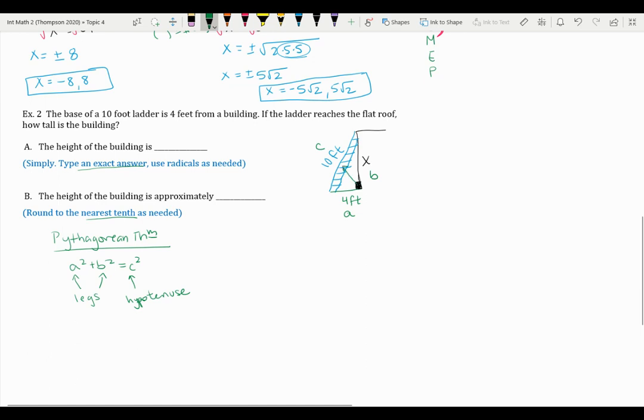All right, so I'm going to start plugging this in. A squared, so I'm going to call that 4. B squared is my variable. It's what I'm looking for. Equals C squared, which is 10 squared. All right, and I start solving. 4 squared is 16. 10 squared is 100. And you get a problem that's kind of the same format as example F above.